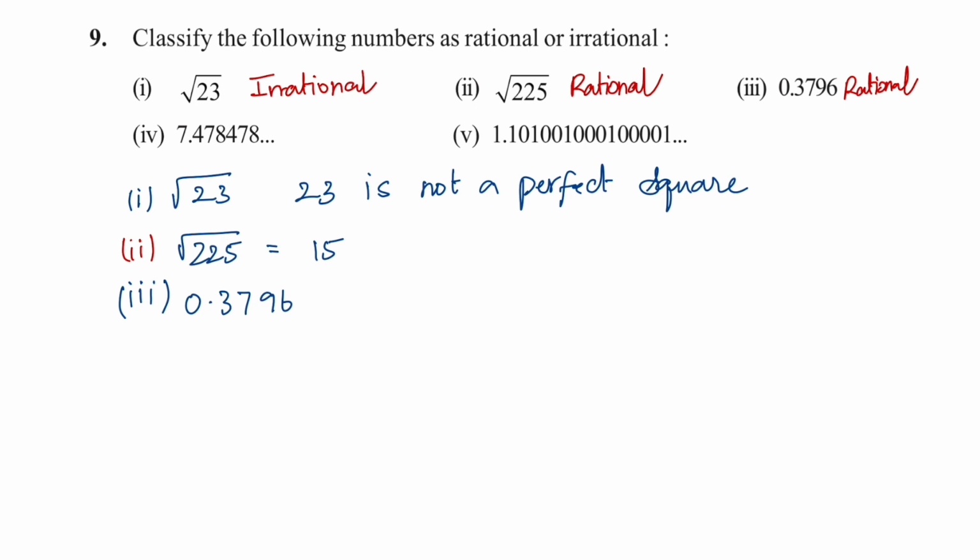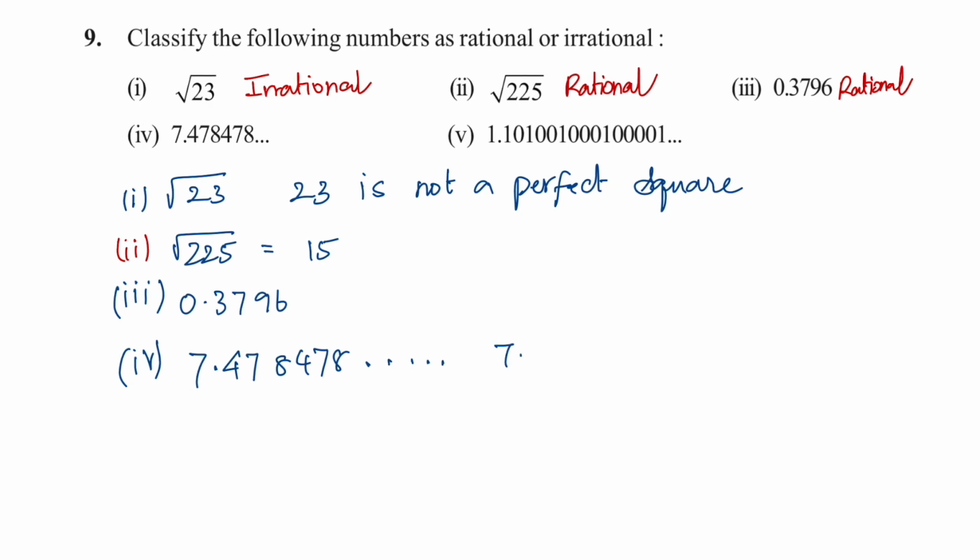Okay. Now we are moving to the next subdivision, which is the fourth subdivision, and that is 7.478478, and it goes on. Okay, now what you can see is that it is repeating, 7.478 bar. So 478 is the repeating block. Okay, 478 keeps on repeating. So the next digit would be 4, then the digit after that is 7 and 8, and it goes on. So 7.478 bar, and although it is not terminating, it is repeating, so it is rational. It is a rational number, right?